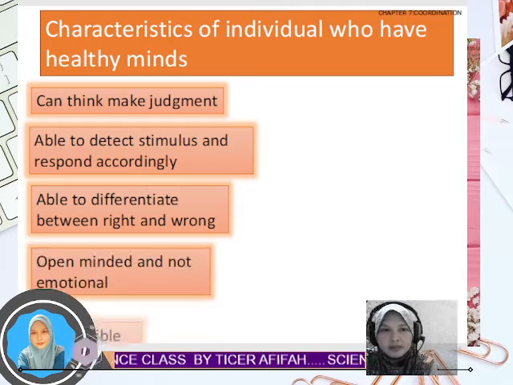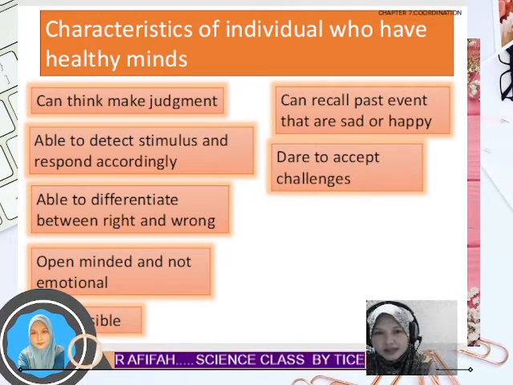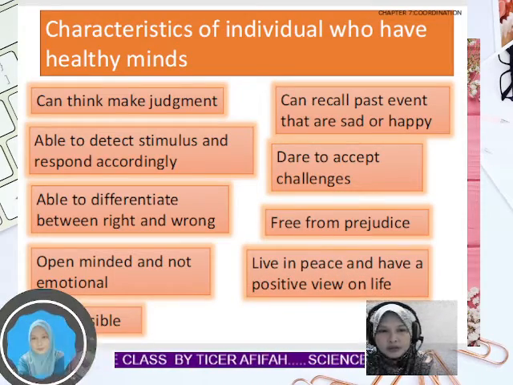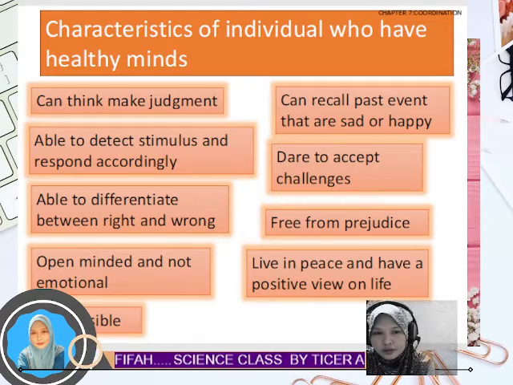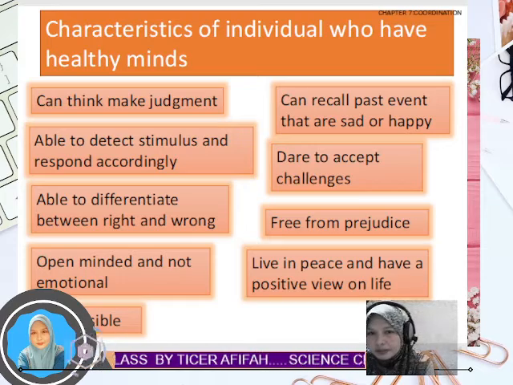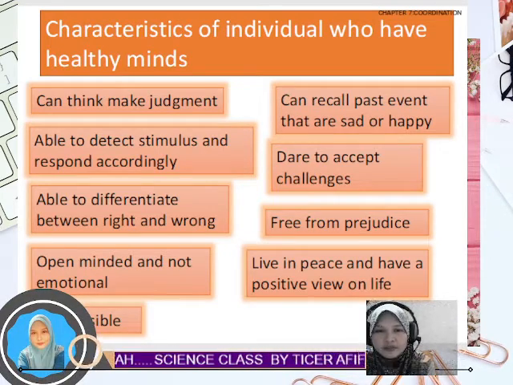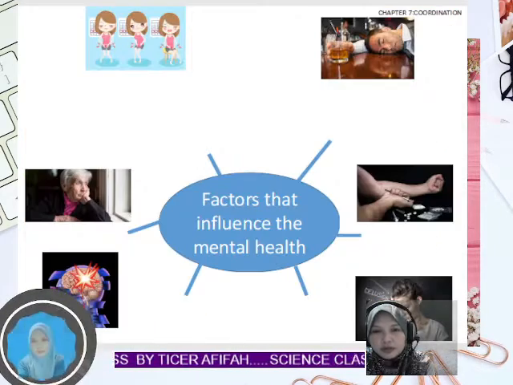So a healthy mind means that you can think and make judgments wisely, able to detect stimulus and respond accordingly, able to differentiate between right and wrong, open-minded and not emotional, responsible, can recall past events that are sad or happy, dare to accept challenges, free from prejudice, live in peace and have a positive view on life, and also able to reason.